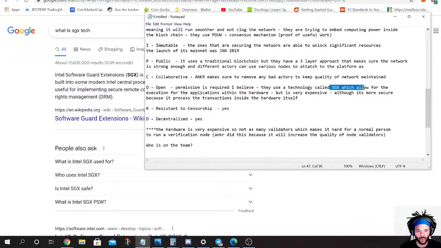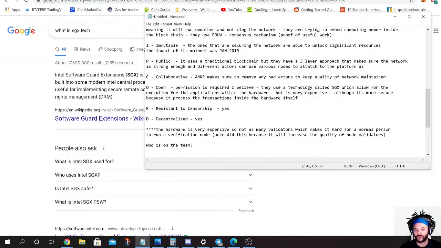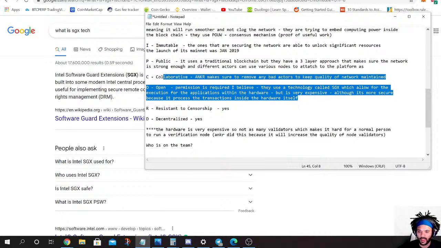So it sounds like it is open, but they have high security measures, which is phenomenal. SGX allows for the execution of the application within the hardware, but it is very expensive. So they actually have hardware that they sell. If you wanted to run a node for ANKR, you would need the hardware, and that hardware has the SGX technology inside of it. But because the hardware is more expensive, it does not allow for more normal people like us to use it.